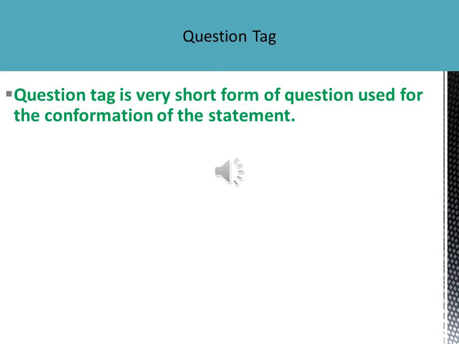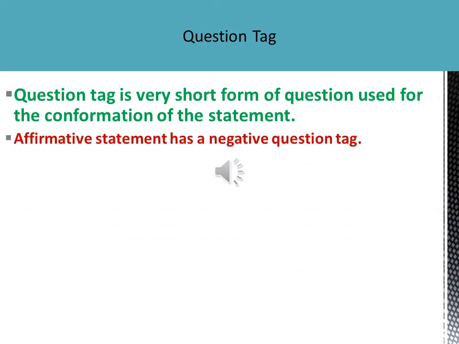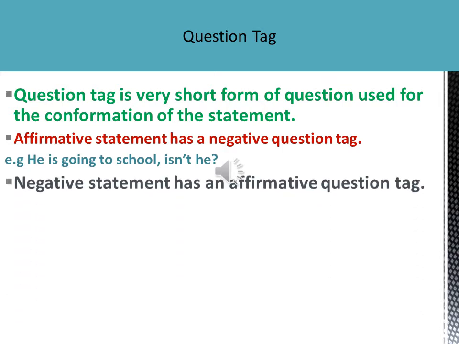Question tag. Question tag is a very short form of question used for the confirmation of the statement. An affirmative statement has a negative question tag. For example, he is going to school, isn't he? A negative statement has an affirmative question tag. For example, he has not painted a picture, has he?